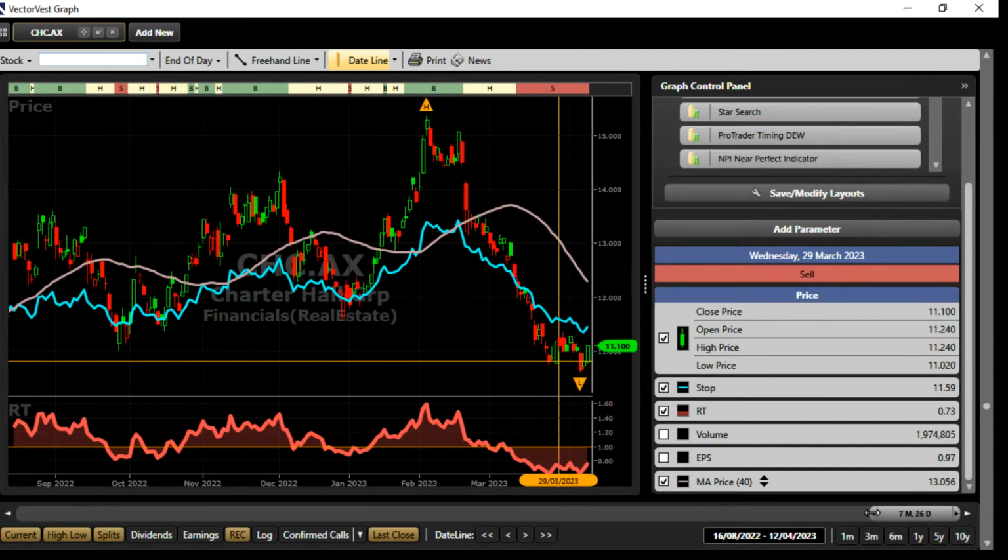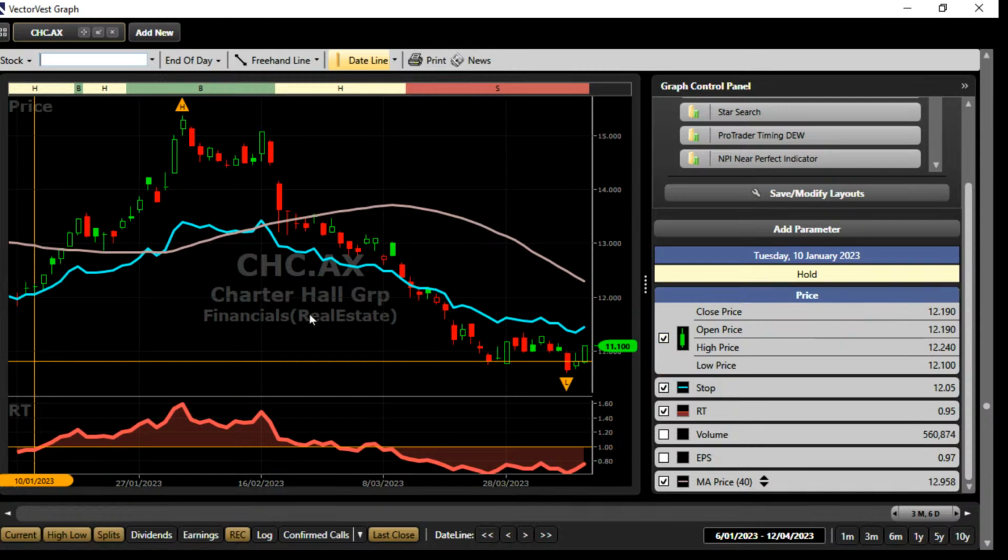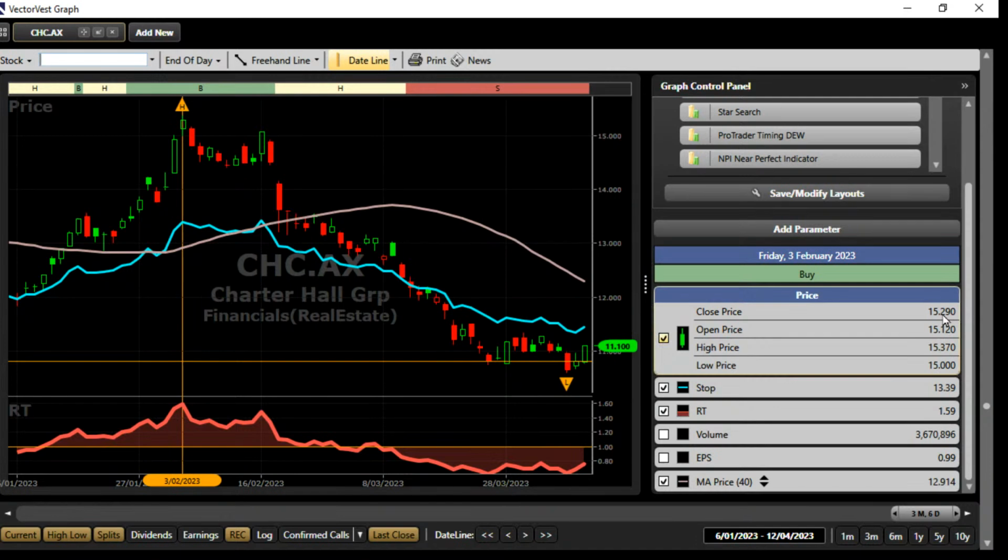Let's have a look at this one here. Another good one to demonstrate. Charter Hall Group, a well-known stock among our subscribers and a fairly blue chip stock out there in the ASX 200. And if I zoom in here, happy days, you were doing well. It was $12 and it ramped all the way up to $15 odd. So you're up about 20 odd percent.